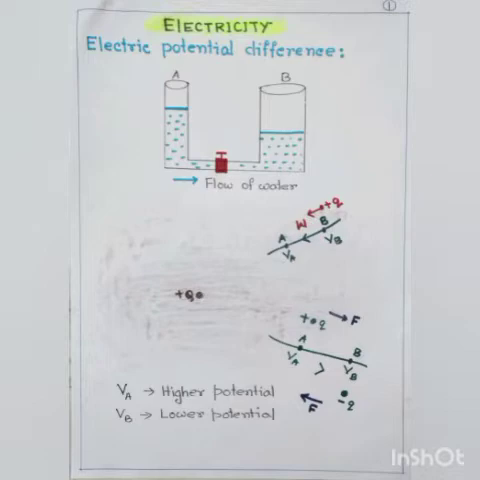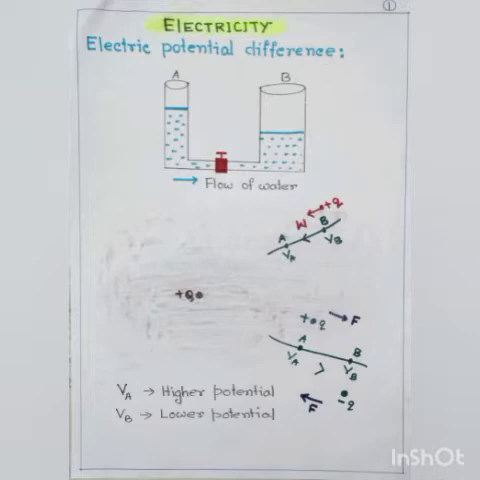Now let us consider the potential at point A is VA. Now it is clear, as to move any positive small q charge from B to A, we have to do more work. Means VA will be greater than VB. Means potential at point A will be greater than potential at point B. So here VA is greater than VB.